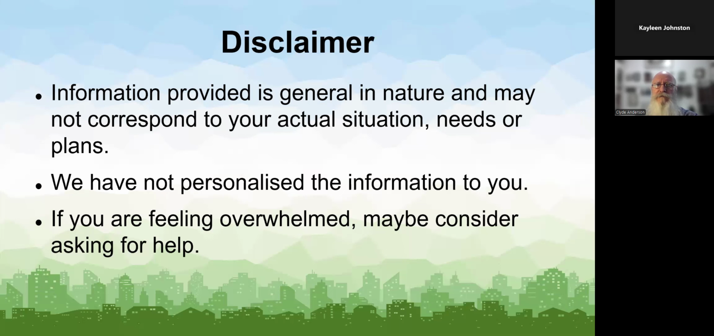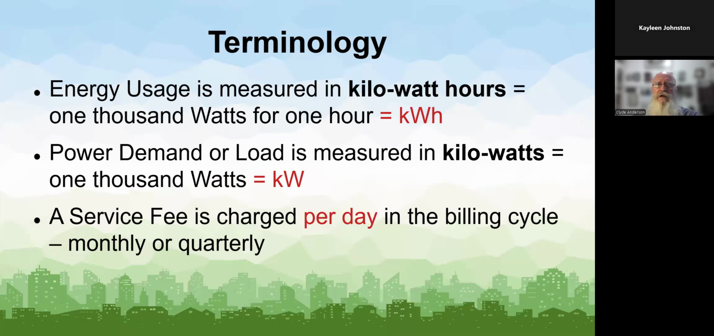So let's get into some terminology so that we can understand the typical energy use in an average home. Energy use is what we're talking about. It's measured in kilowatt hours, which is 1,000 watts for 1 hour. A watt is a measure of power. So power demand or load is measured in kilowatts, which is 1,000 watts, and the symbol is kW. So kilowatt hours is kWh and kilowatts is kW.